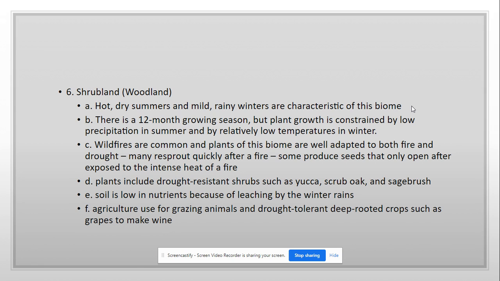Because of that low precipitation, they are susceptible to wildfires. But the plants in this biome are adapted for that, meaning that many will resprout quickly after a fire, or some even depend upon it to produce their seeds. Plants also include very drought-resistant shrubs such as yucca scrub, oak, and sagebrush. Soil is low in nutrients because of the leaching by winter rains. And agricultural use for grazing animals or drought-tolerant deep-rooted crops such as grapes to make wine is found in these areas.